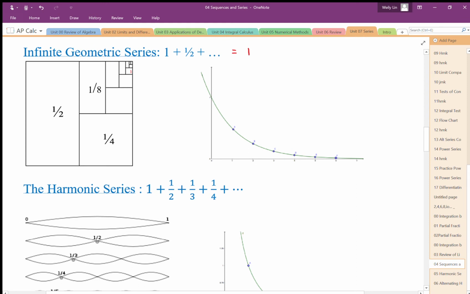I'm going to slowly start introducing some terminology, and this terminology is very important to what we're going to be doing later on. So this idea of convergence: this infinite series converges. It converges to a finite sum. That's what it means when I say converging.